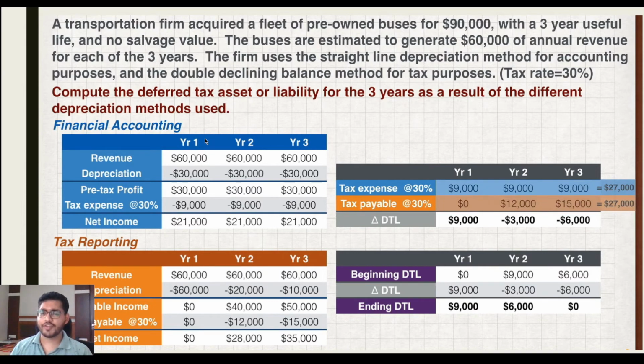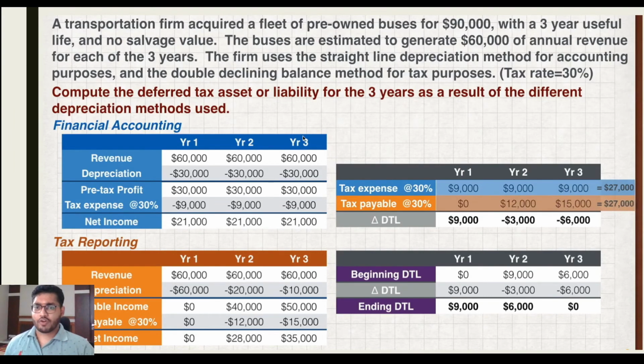I think by now we are very much familiar with the financial accounting statements, and here it is given $60,000 of annual revenue. So the revenue is the same for all 3 years, that is $60,000 for years one, two and three. Since we are using the straight line depreciation method for financial accounting, it is simple to calculate. Since there is no salvage value for that particular asset and the useful life of the asset is 3 years, we are bound to have $30,000 as a depreciation expense for each year.